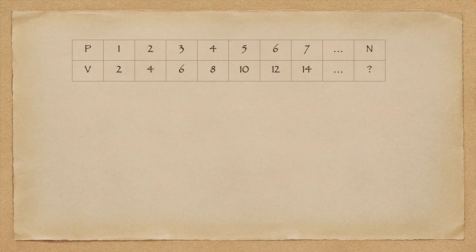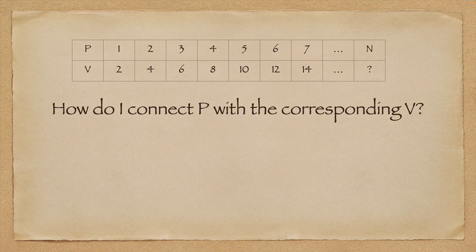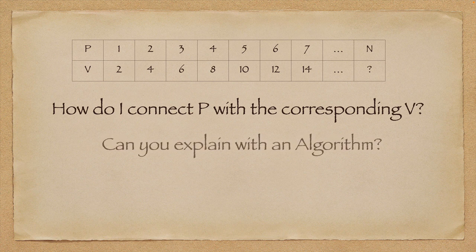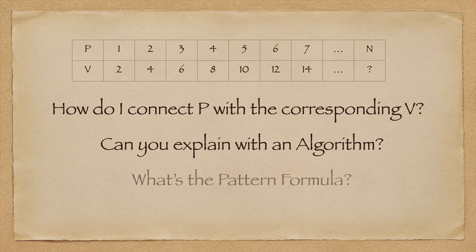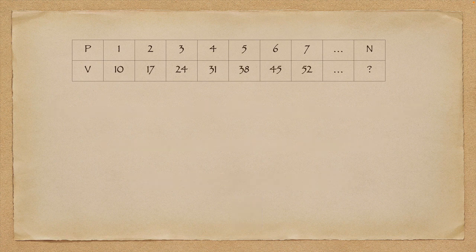Now, can you identify this series and find the pattern formula for this? Again, you can take a moment to think about it. Think about how do I connect the dots? How do I connect P with V? How do I explain this with an algorithm? Can you explain it with an algorithm? And in this case, it's quite simple. You just need to double the position to get the value. Which means, what is the pattern formula? It's nothing but 2n.